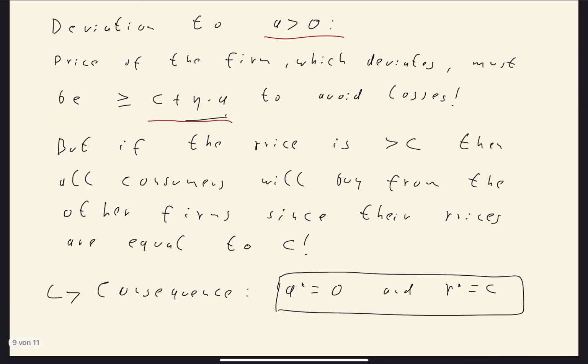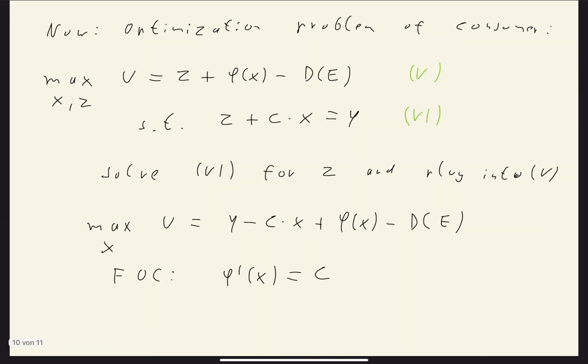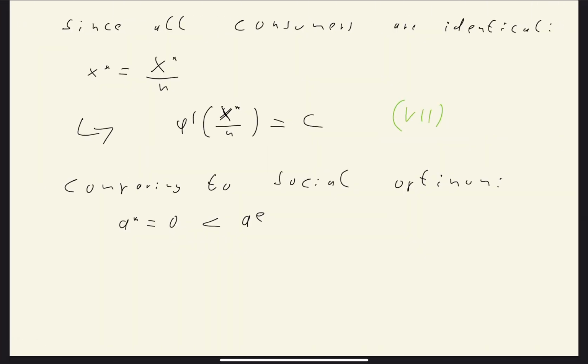Yes, we denoted the solution of the social planner problem by capital XE and AE. And obviously, since A star is equal to 0, it's strictly lower than AE, which is the pollution reduction effort in the social optimum. So compared to the social optimum, there is less pollution reduction effort in the competitive equilibrium. This will be observation 1. And observation 2 is that capital X star will be strictly larger than XE.